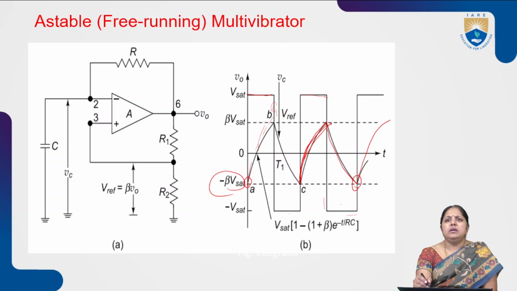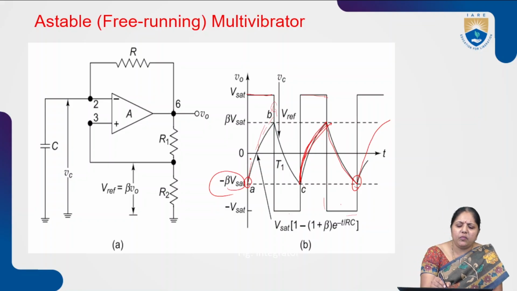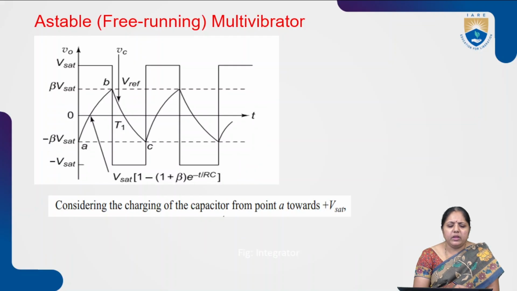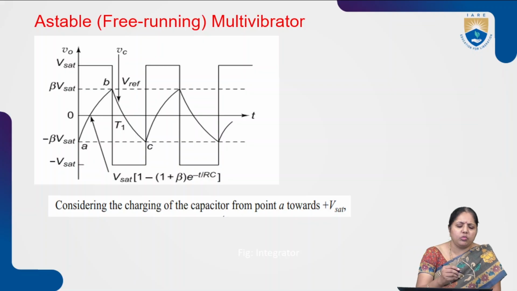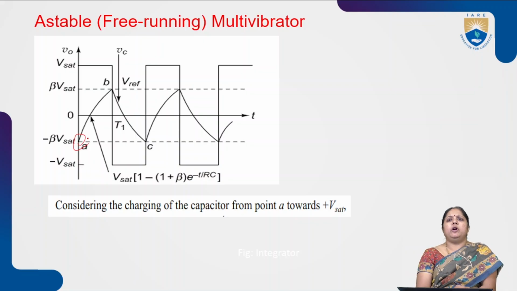Now, in this one, I need to find the frequency of the oscillations. Frequency of oscillation means here I need to find the time period, because based on the capacitor charging and discharging time only, your total output square wave is dependent. So that's why we are considering only this waveform here. By considering this waveform, now consider the function of your capacitor at point A.